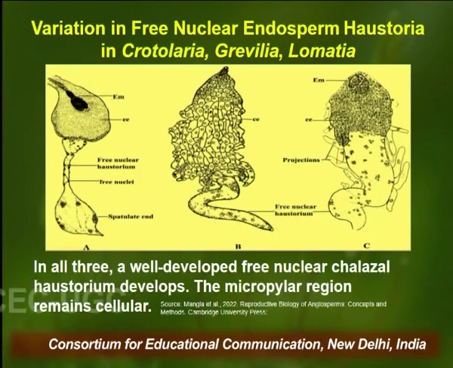The extreme left, or the A, Crotalaria, shows a spatulate end or the spoon shaped Haustorium which is present, right. Grevillea has a very cellularized micropylar portion and a small tube-like portion or a Haustorium, but this Haustorium does not show any branches. The third one, Lomatia, here you can see that there are many finger-like projections all along the wall of the Haustorium.